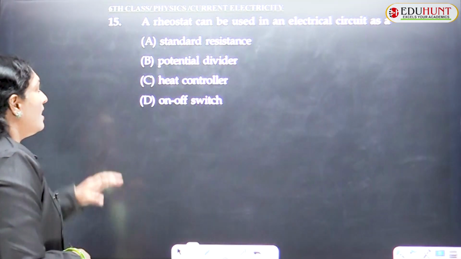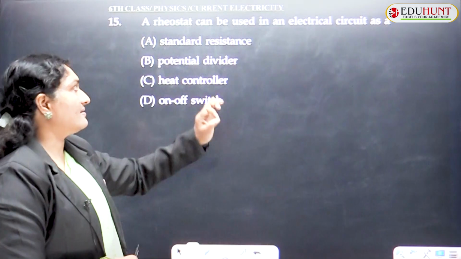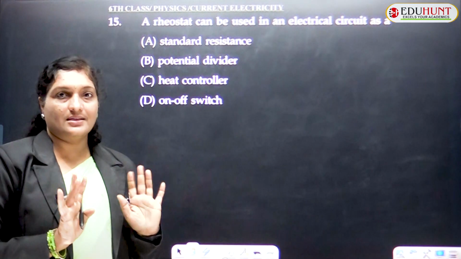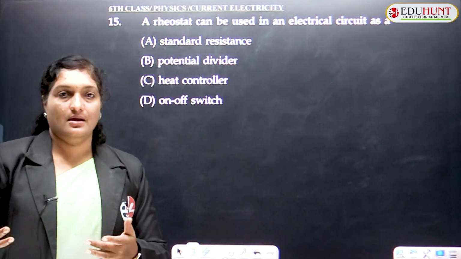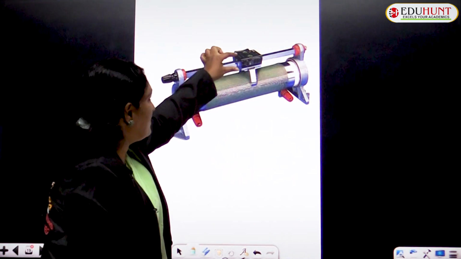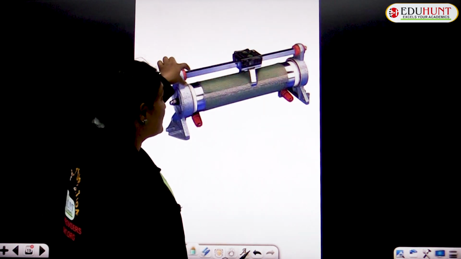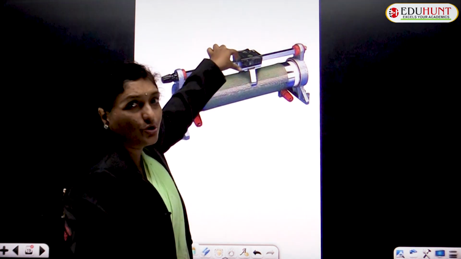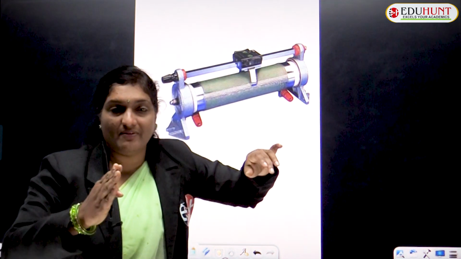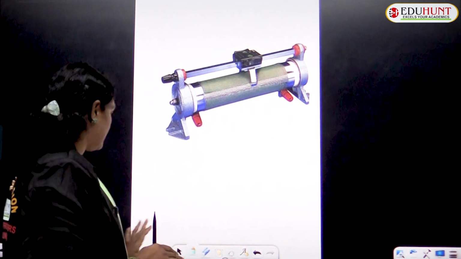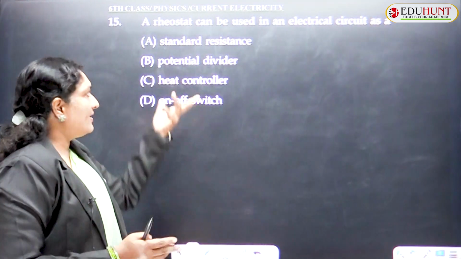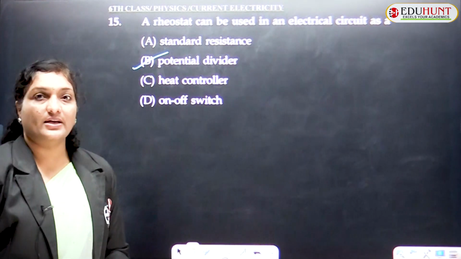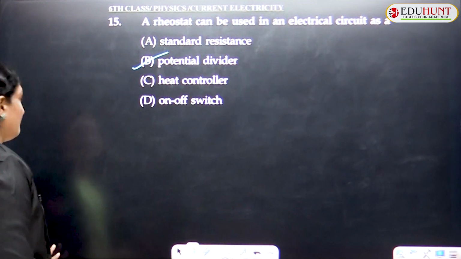Hence, the question: a rheostat can be used in an electric circuit as a which one? Standard resistance? Not a standard. Variable resistor, because it is being varied. Whenever we are shifting this device, the resistance can be varied from 0.1 ohm, 0.2 ohm, 0.3. So the resistance can be varied. So variable resistor, not constant resistor. Potential divider, yes, of course, not about heat or an on and off switch. So the correct answer is option number B, that is potential divider.